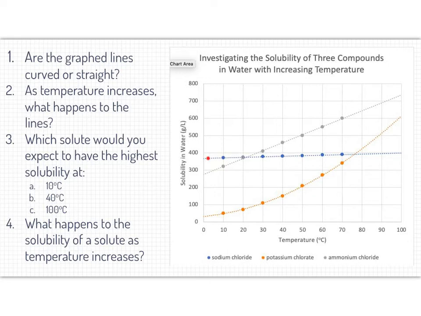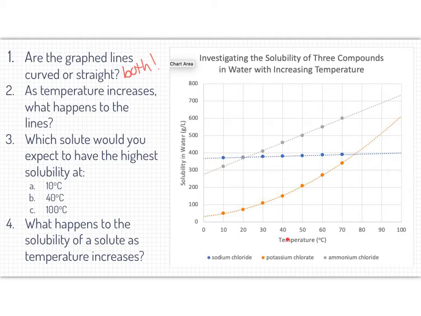Well, we can see that this first one, blue, this represents sodium chloride, it says. This is a straight line. Potassium chlorate is this orange kind of curved line. So I would say that this one is curved, whereas this one was straight. And ammonium chloride is here, and I would assume that that is straight. So are the graphed lines curved or straight? Both. We see both types.